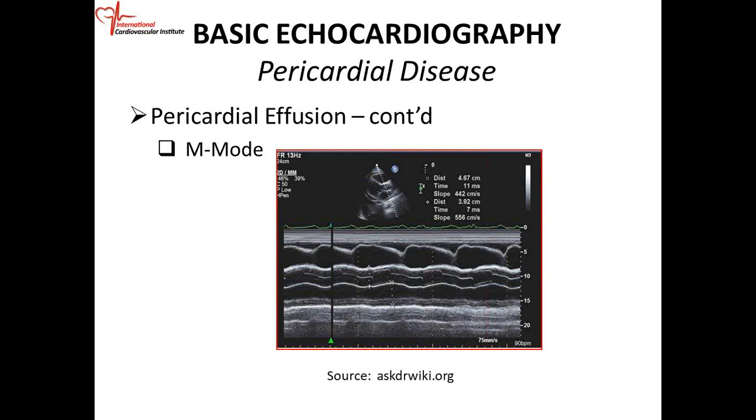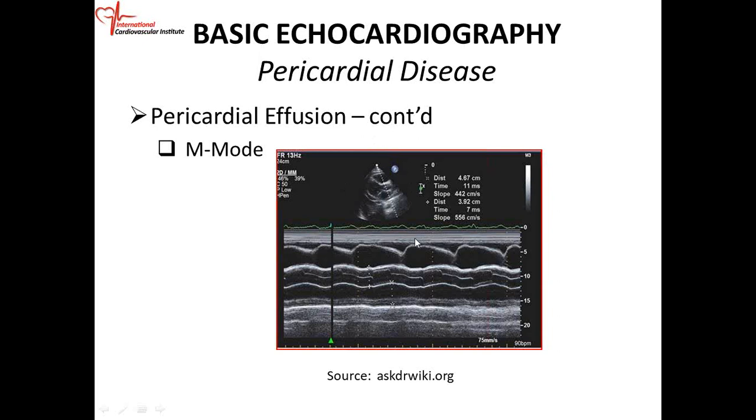When you have suspected tamponade, when you have any pericardial effusion, you should get your M mode, because the M mode is crucial, it helps you quite a bit. So you have your fluid, you put your cursor right there, and then you press your M mode button, and just analyze what's going on.